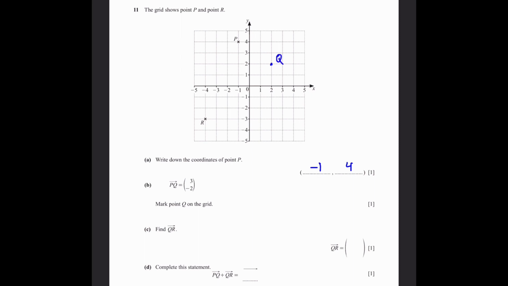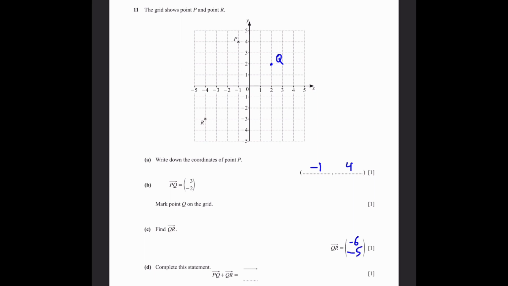C. Find QR vector, which means we need to find the distance from Q to R in values of x and y. We're going left from Q to get to R, and we're going downwards as well. So left we have 1, 2, 3, 4, 5, 6 units. That's 6 left, and 1, 2, 3, 4, 5 down. Because left and down are negatives, that means minus 6 for x and minus 5 for y.